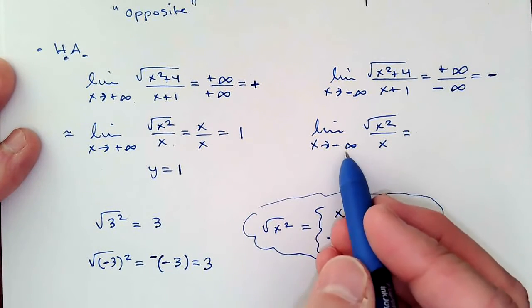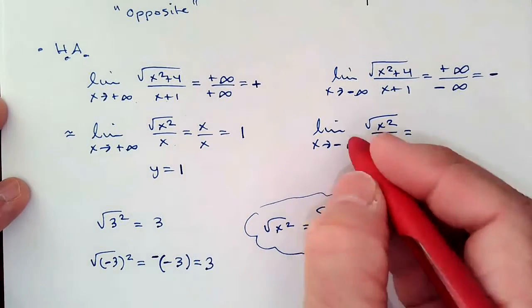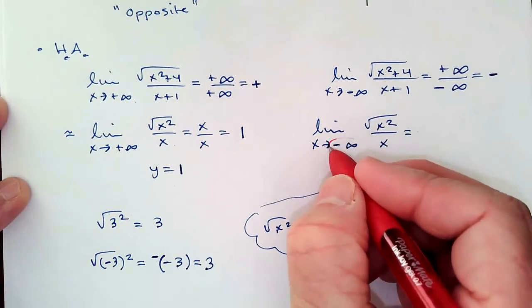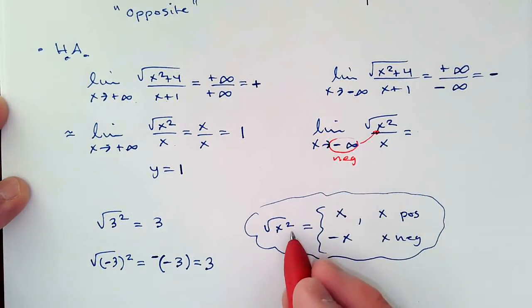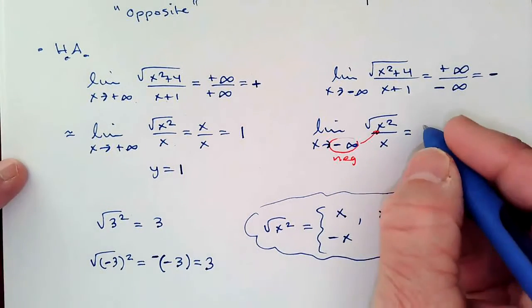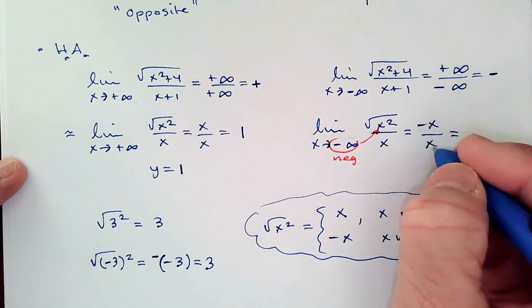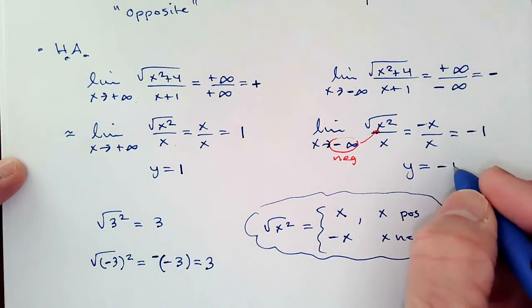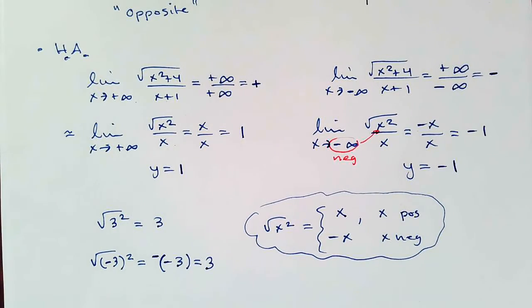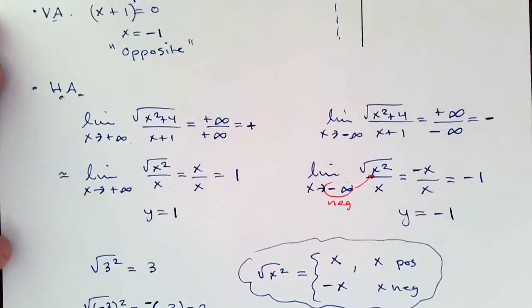So how do I know? Well, if x is going to negative infinity, then I know that this is negative. This tells me that my x, when I plug it in there, is going to be a negative x. So the square root of x squared is actually negative x over x. And negative x over x is negative 1. And so then we see we get a horizontal asymptote of y equals negative 1 in the negative direction. So let's look at this on our graph.